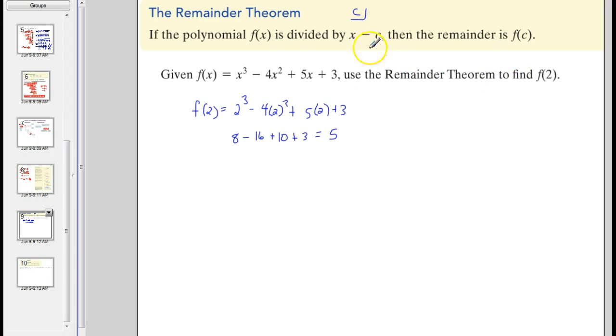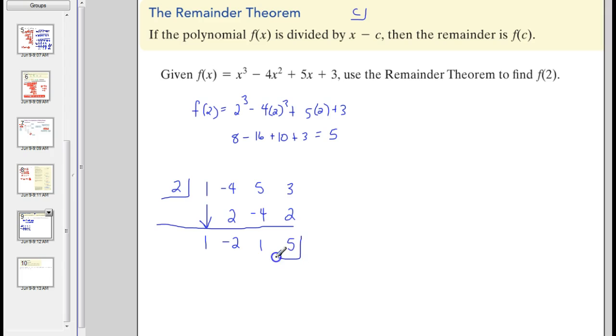Okay? So f of 2, right, f of c, c is what we're dividing by, so that means 2 is what we're going to use in the synthetic division. Alright, my coefficients are 1, negative 4, 5, and 3. Alright, bring down my 1. 2 times 1 is 2. Add these, I get a negative 2. 2 times negative 2 is negative 4. Add these, I get a 1. And then 2 times 1 is 2. Add these, this is my remainder. And I get a 5. Which is the same thing I got when I plugged 2 into the function.